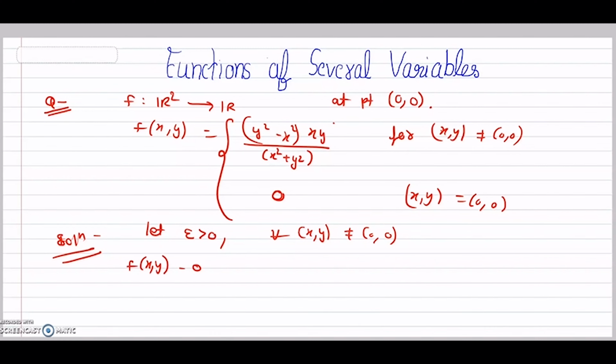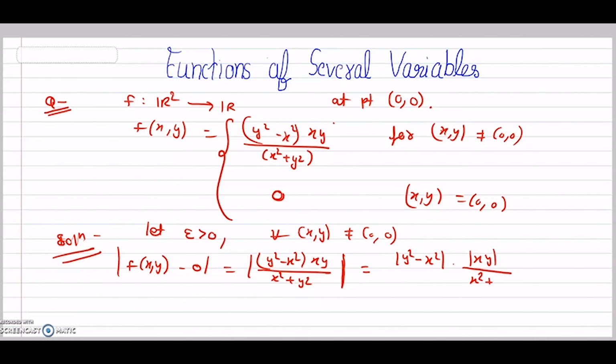modulus of f(x,y) minus 0 is equals to modulus of y square minus x square, xy upon x square plus y square, which is equals to modulus of y square minus x square and modulus of xy upon x square plus y square, by using the property of modulus that modulus of AB is equals to modulus of A modulus of B. Fine.